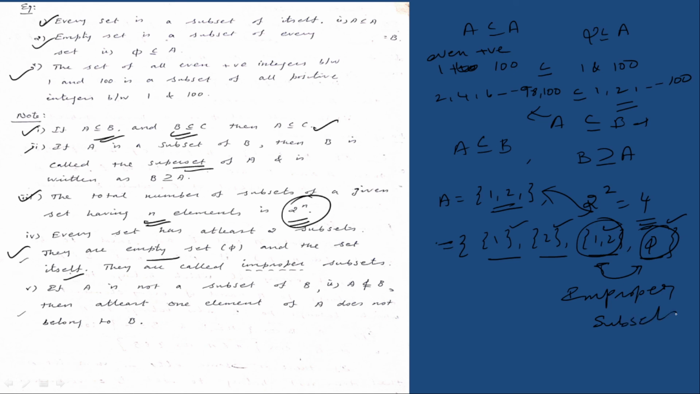The next one: if A is not a subset of B, then at least one element of A doesn't belong to B.